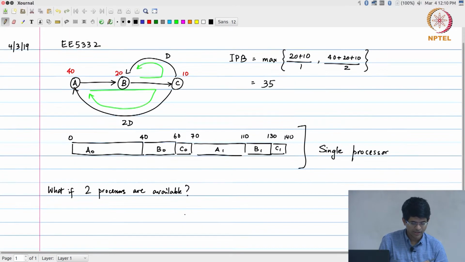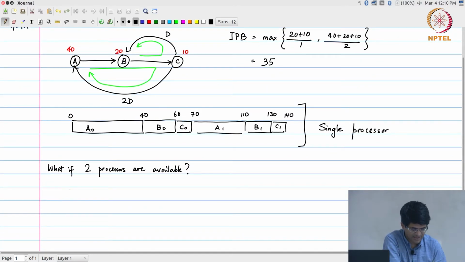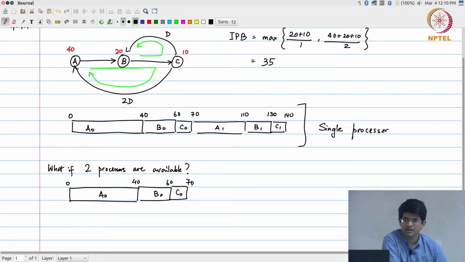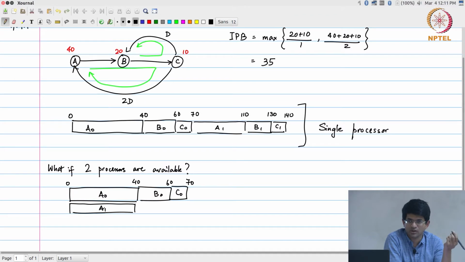Now, what I could say is, the first part of it remains essentially the same. A0 executes here from 0 to 40, B0 executes up to 60, and C0 executes up to 70. But there was nothing preventing me from running A1 as well. A1 will also run from 0 to 40. As soon as A1 has completed, now B1 also has the data that it needs. Actually no, B1 does not have the data that it needs. Why? Because until C0 completes, B1 cannot execute.